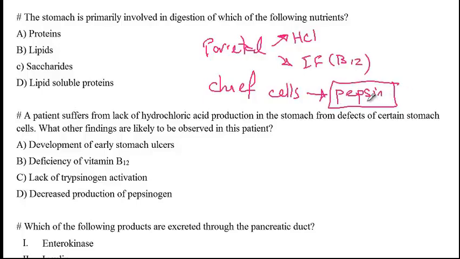And what was the function of pepsin? It's a proteolytic enzyme that will break down proteins. So the stomach is primarily involved in digestion of proteins.